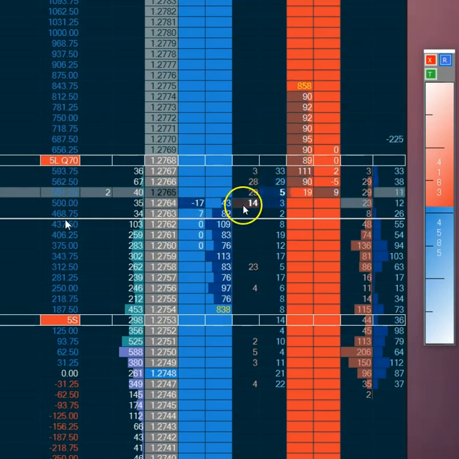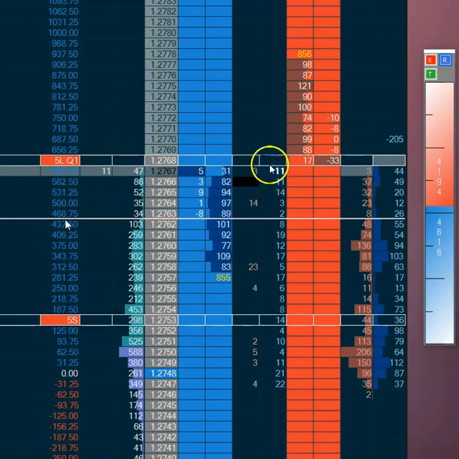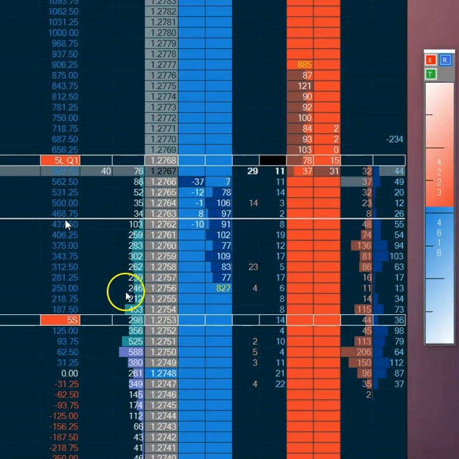Stalled for a second, had some more absorbing. You see at this point it's starting to reverse, so it's a good point to go ahead and close out like that.